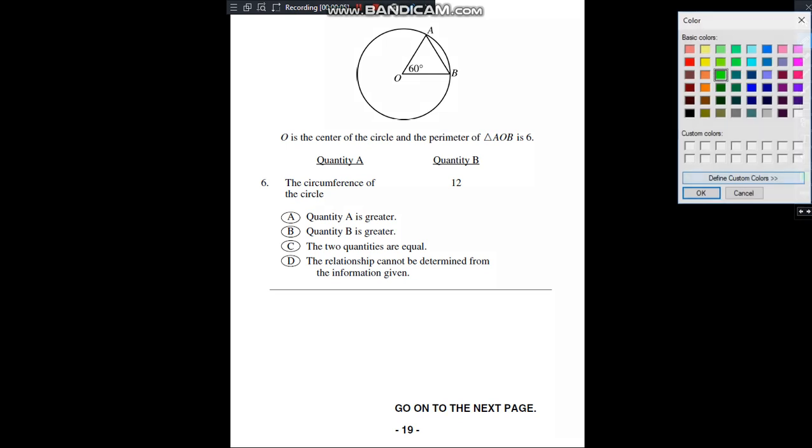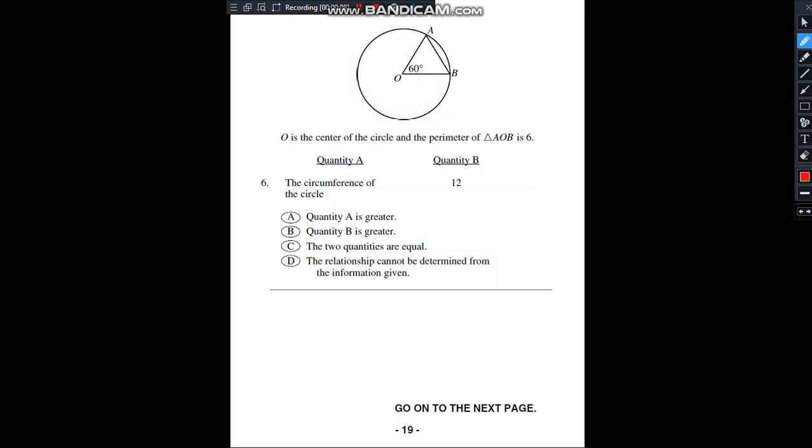Okay, for this question, we start off with, so O is the center of the circle, and the perimeter of AOB equals 6. So that means it's this plus this plus this equals 6. We want to know if those sides are equal. No.